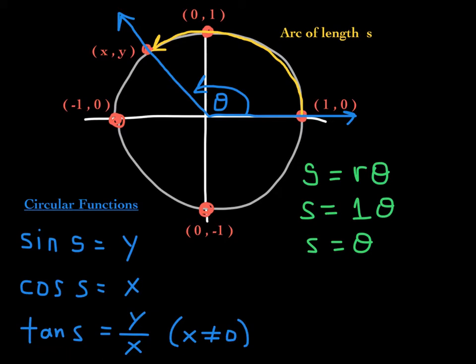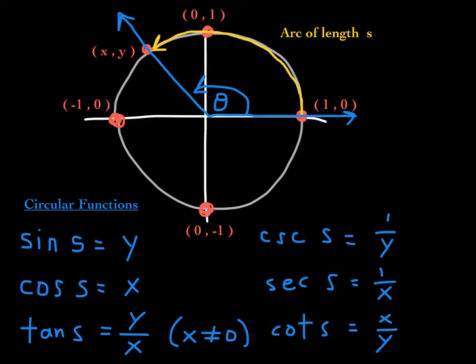The next 3 are just reciprocals of what we have just written. So we have cosecant of s is just 1 over y. Secant of s is 1 over x. It's the reciprocal of what we've already written. Cotangent of s is x over y. We have to be careful with this one. Cosecant of s would be undefined if y is 0. Secant of s would be undefined if x is 0. Cotangent of s will be undefined whenever y is 0.